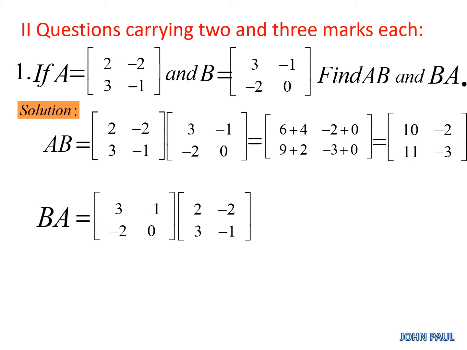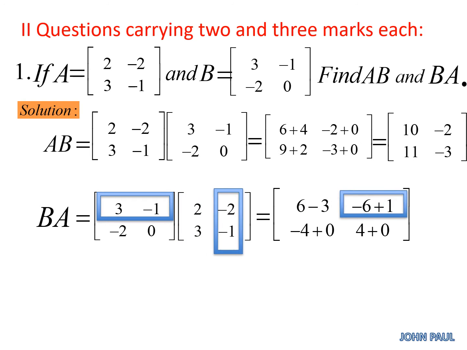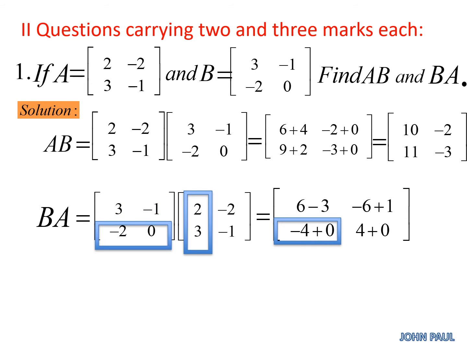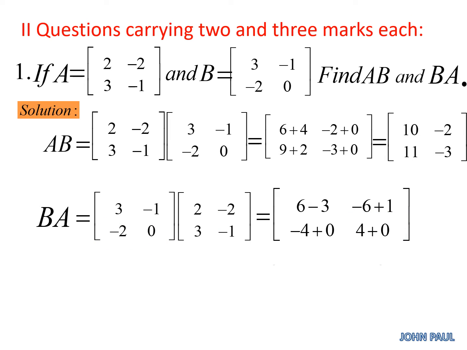BA equal to, write the matrix B, then matrix A. Same, we'll multiply by taking first row and first column. First row with second column. 3 into minus 2, minus 6. Minus 1 into minus 1 plus 1. We'll take the second row and first column. Second row with second column. So by multiplication, we will get the value as 3 minus 5 minus 4, 4.